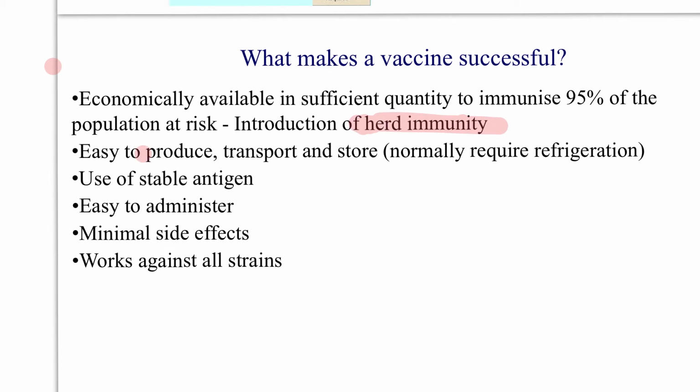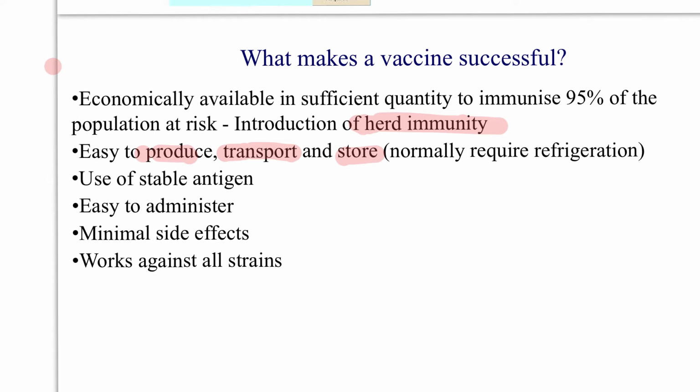It needs to be easy to produce, transport, and store. Now, many vaccines often require refrigeration, and this can be problematic. For instance, you've probably heard about the Moderna coronavirus vaccine that needs to be stored at very, very low temperatures. This was really problematic because we had to figure out how we were going to refrigerate it successfully, because if it was allowed to warm, it wouldn't work. And this can be expensive. So we've got to think about the logistics of a vaccine.